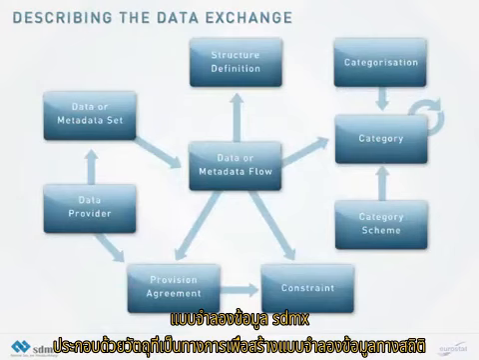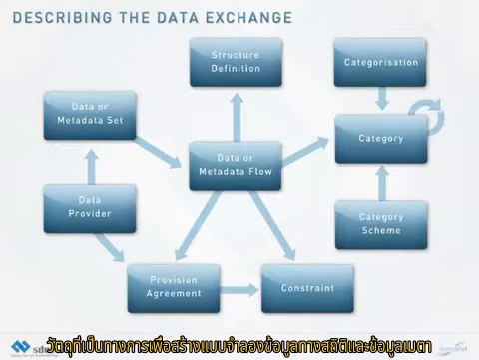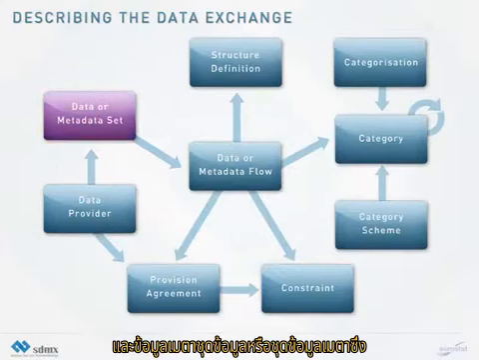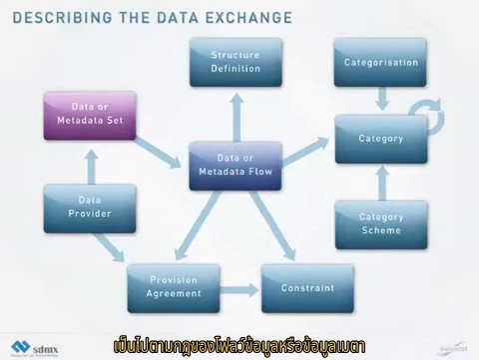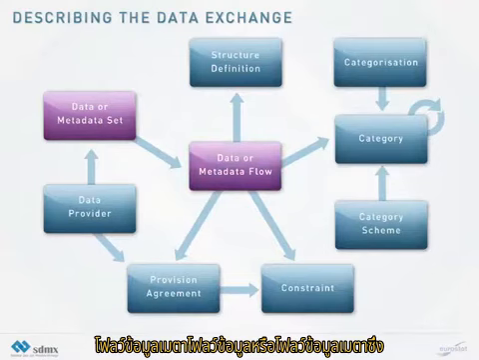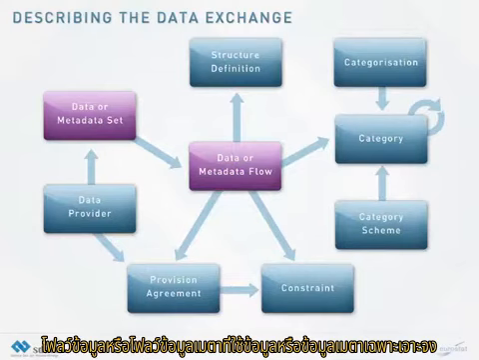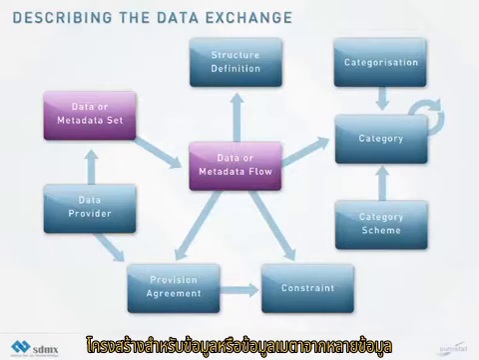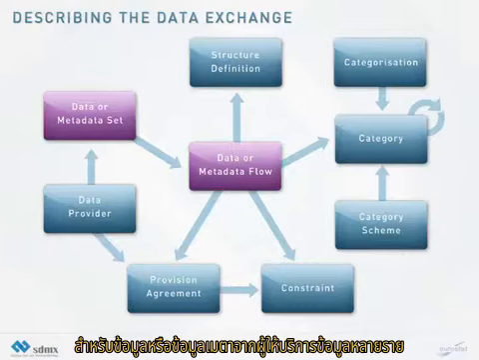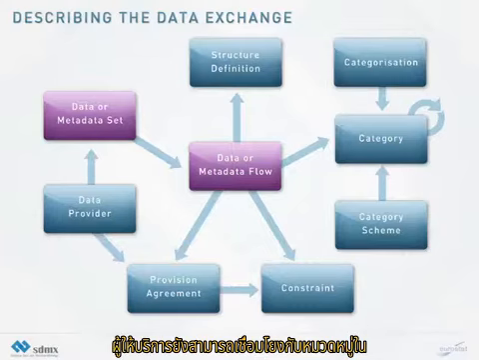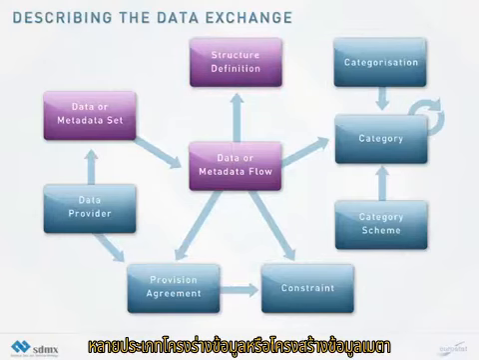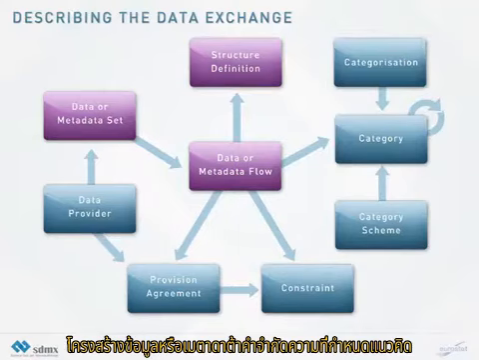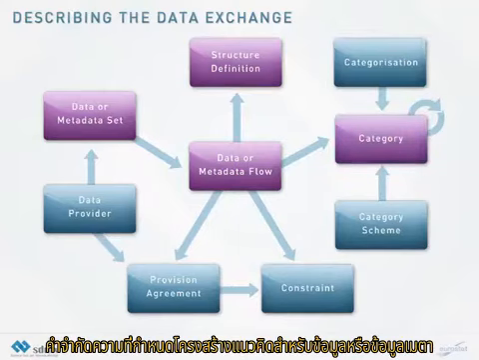The SDMX information model consists of formal objects to model statistical data and metadata. The data set or metadata set, which conforms to the rules of a data or metadata flow. The data flow or metadata flow, which applies a specific data or metadata structure for data or metadata from multiple data providers. It can also be linked to categories in multiple category schemes. The data or metadata structure definition, defining the concept's structure for data or metadata.